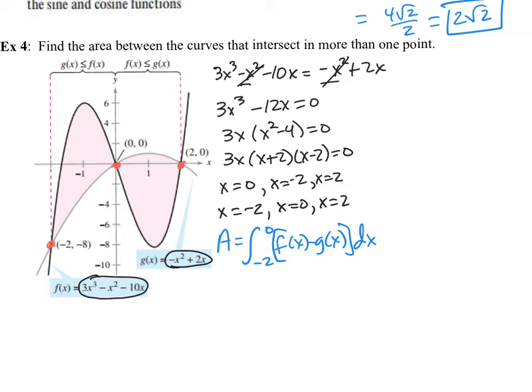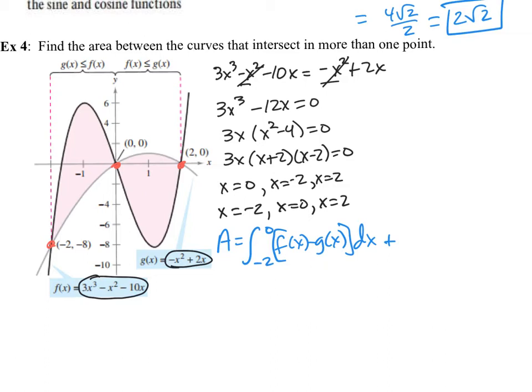dx. And then we're going to add to that this second region. So this region. So now we're going to integrate from 0 to 2, but this time we're going to take our upper function g of x minus our lower function f of x.